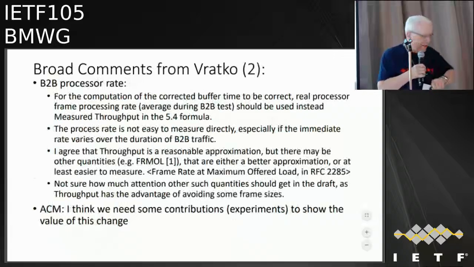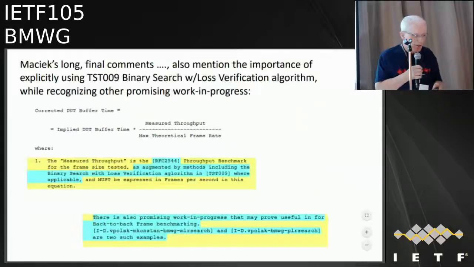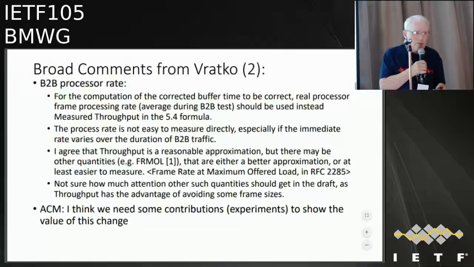Let's see. So I'm taking up a lot of time here. Vratko had an interesting conversation. He examines the pluses and minuses of using different parameters in the formula. Instead of the maximum theoretical frame rate, he thought maybe we should use the maximum frame rate without loss, or the maximum offered load. I've got it on the other slide here, which comes from RFC 2889: the frame rate at maximum offered load. So you put the maximum offered load in on the wired interfaces, and whatever comes out, that's this frame rate. That's what he was suggesting. You might want to characterize it there.